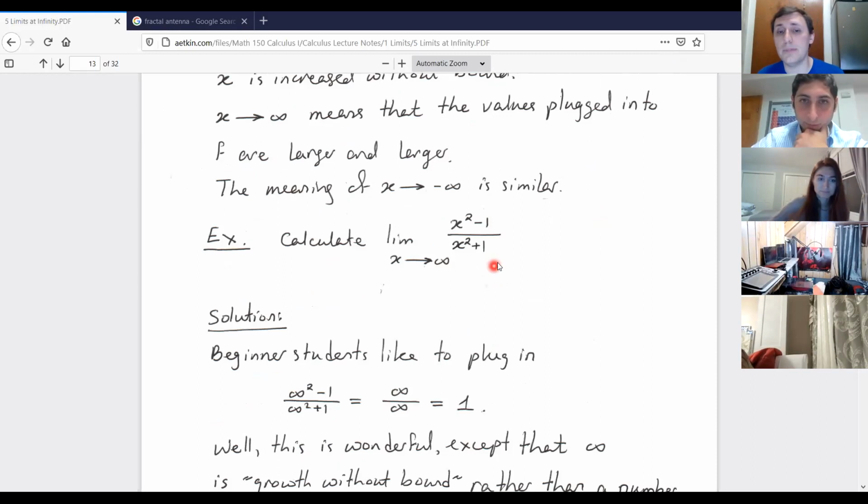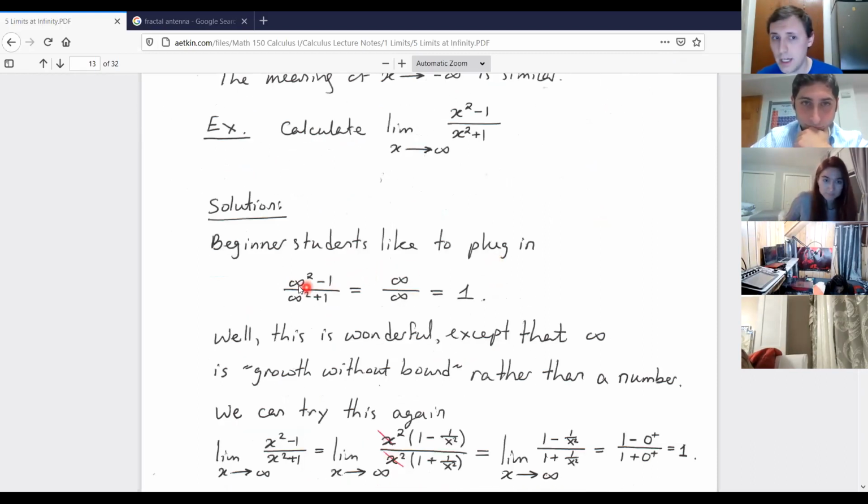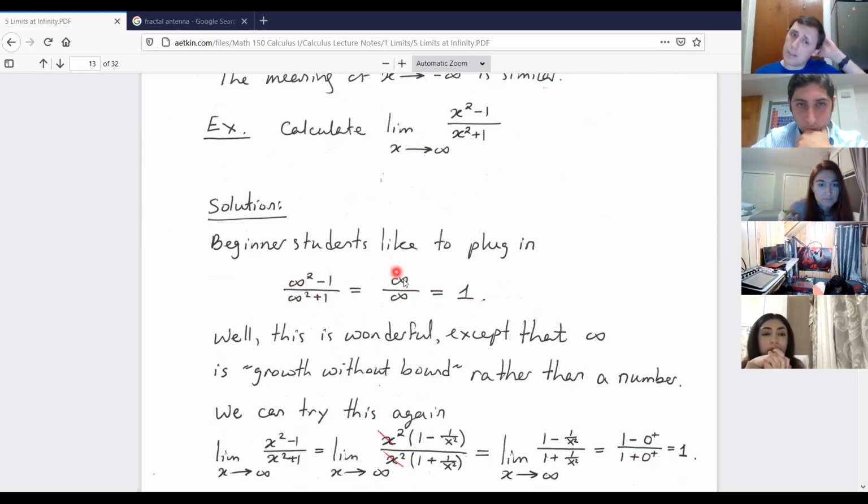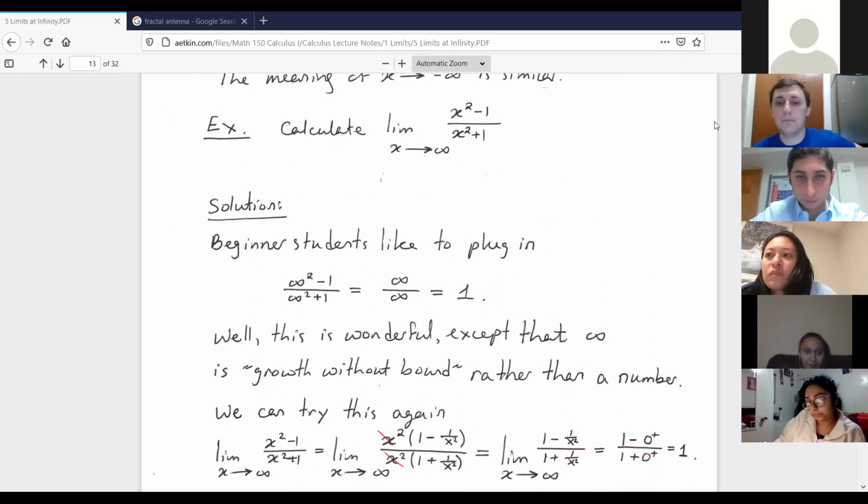So some beginner students reason this way, guys. They say, well, infinity squared minus 1, infinity squared is infinity, minus 1 is infinity. And infinity squared plus 1 is infinity. Now, a number divided by itself is 1. Do you agree with this reasoning?